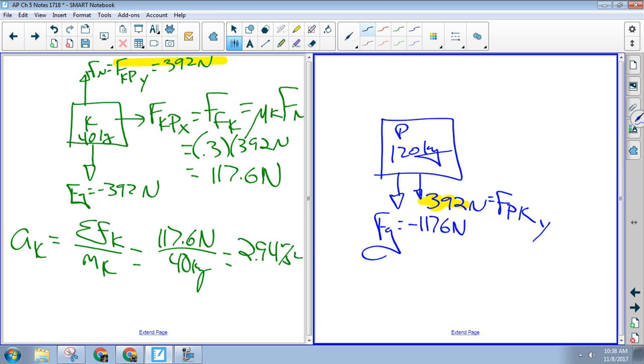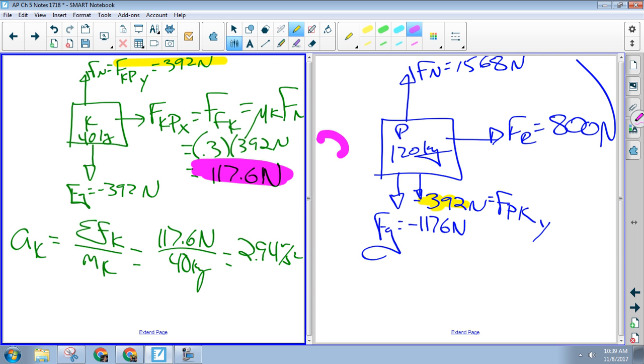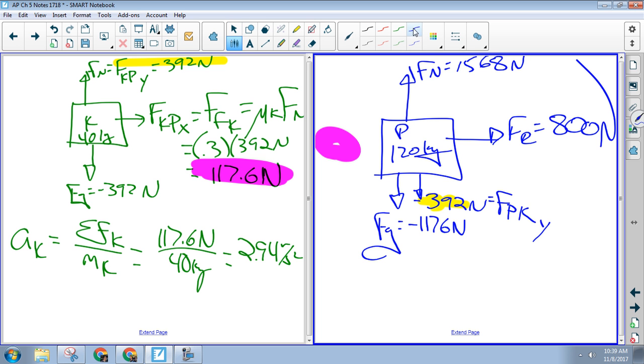What else, you guys? Two other forces. No, three other forces. Normal force. Normal force, 1568. They're not going to go down through the floor. Okay, good. You got Roy. How much? 800 newtons. And the kittens' friction, right? So the peanuts are pushing the kittens forward. That means the kittens are pushing the peanuts back. Force on the peanuts from the kittens is negative 117.6 newtons.